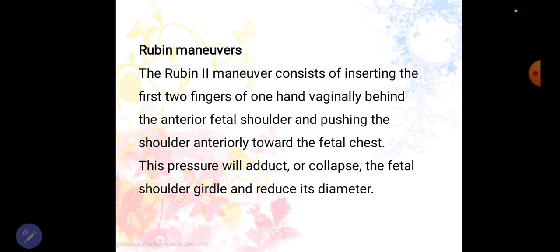So, Rubin 2 is similar to suprapubic pressure, but suprapubic pressure is abdominal and the Rubin 2 maneuver is vaginal, both of which act on the posterior aspect of the anterior shoulder, the impacted shoulder, either abdominally by suprapubic pressure or vaginally by the Rubin 2 maneuver.